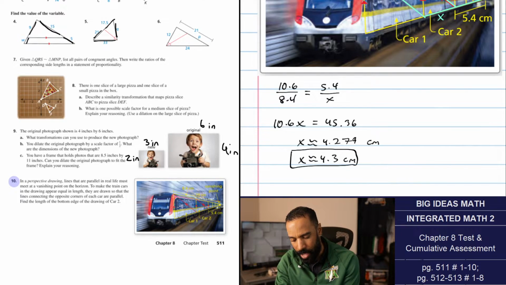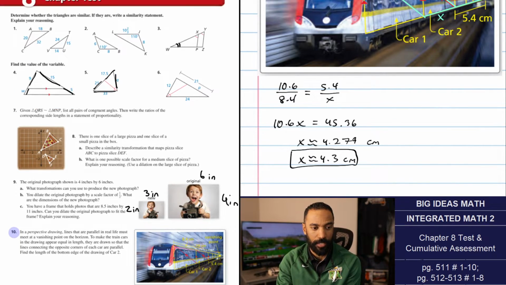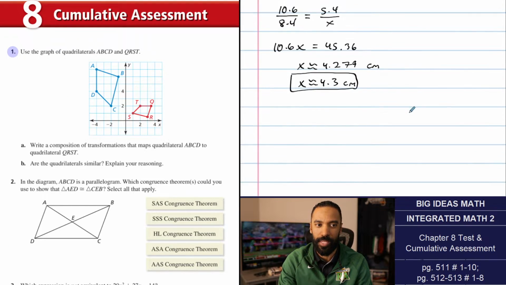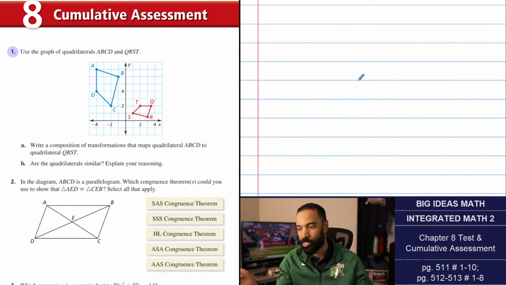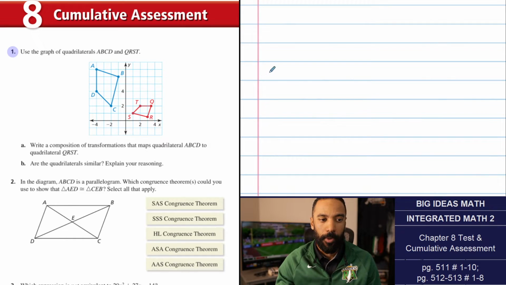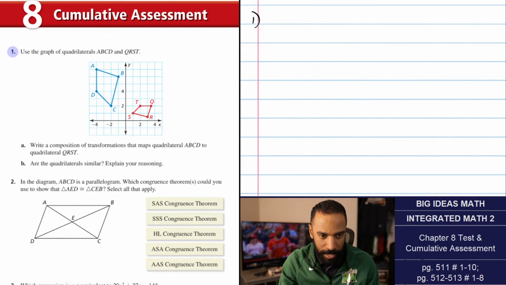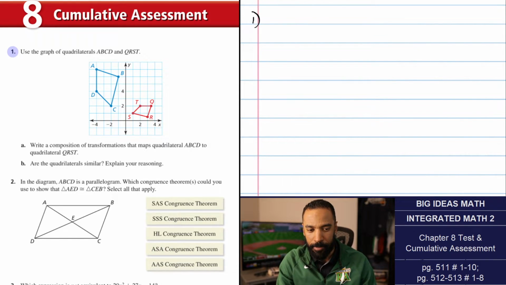Okay, that is the Chapter 8 test portion. Interesting question at the end, but Chapter 8 test portion. Let's move forward into the cumulative assessment from Chapters 1 through 8 and see what we have here. Number 1, use the graph of quadrilaterals ABCD and QRST. Write a composition of transformations that maps quadrilateral ABCD to quadrilateral QRST.